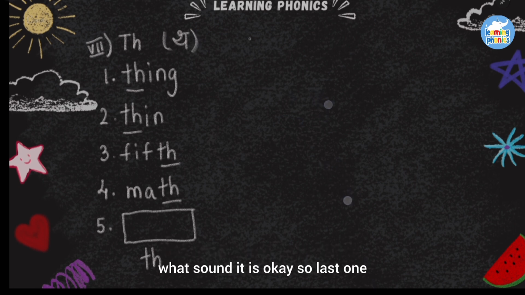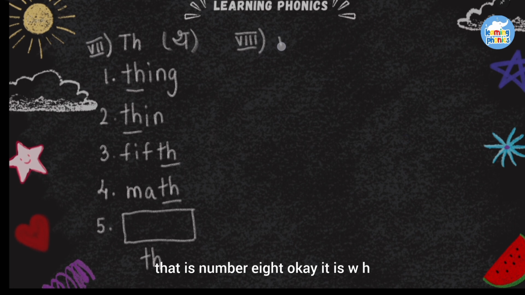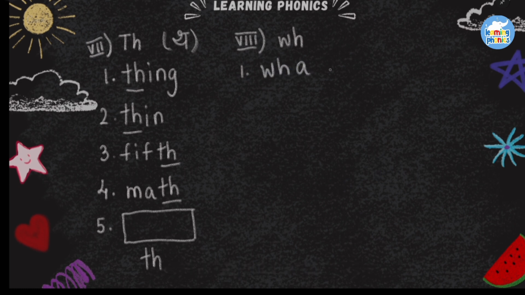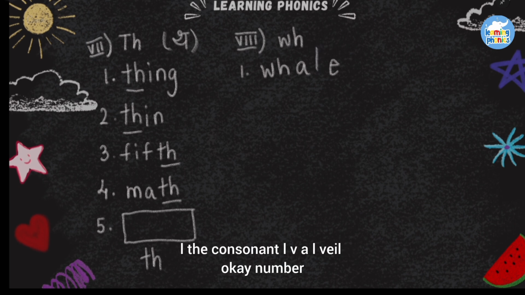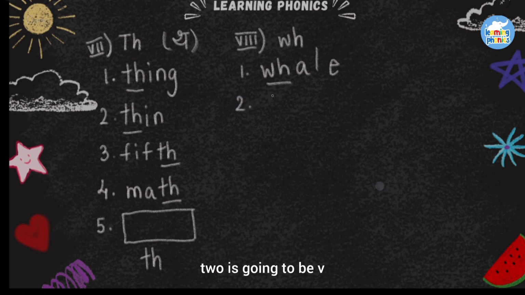Okay, so last one, that is number eight. Okay, it is WH, that is making the w sound. W as in whale. A consonant, E is making the A sound. W, a, l, the consonant L. Whale. Okay.